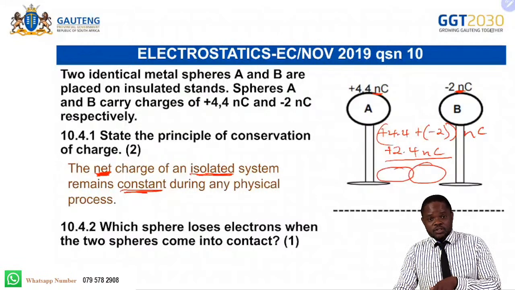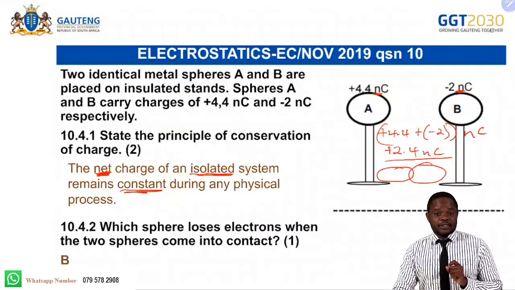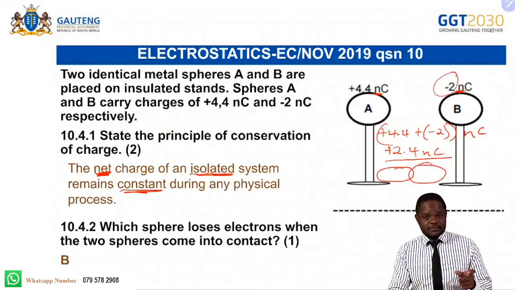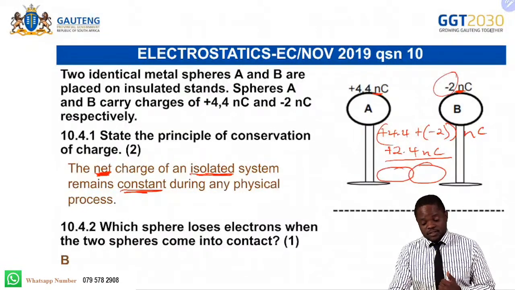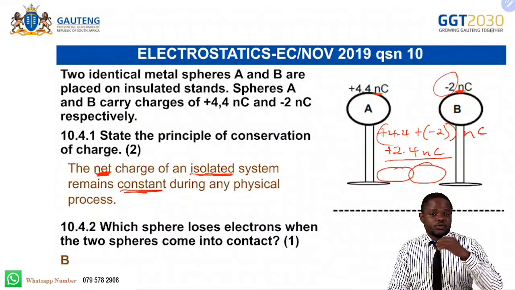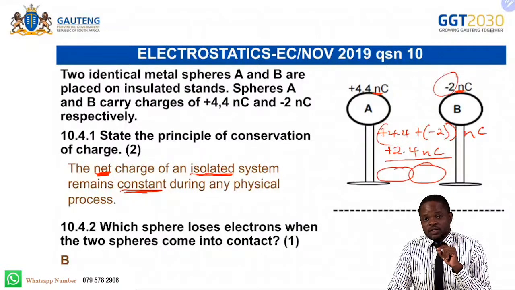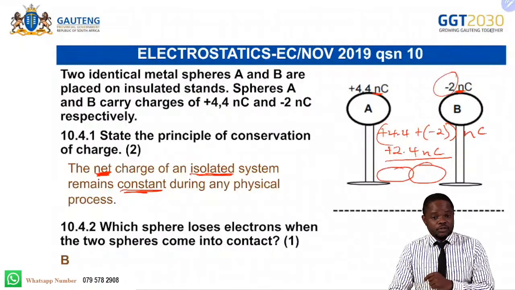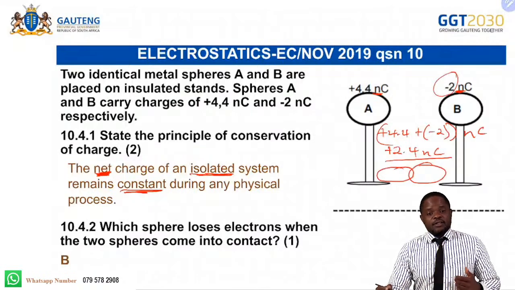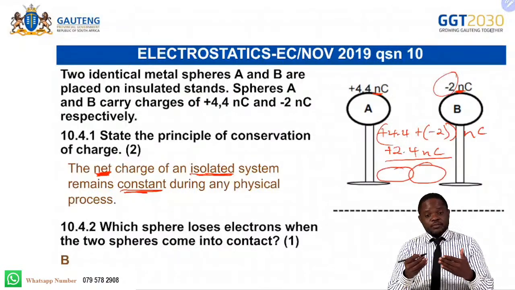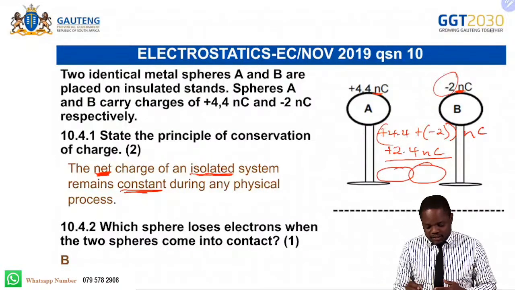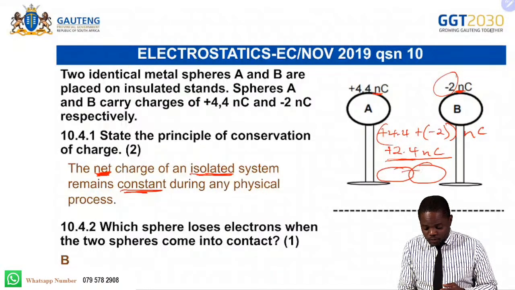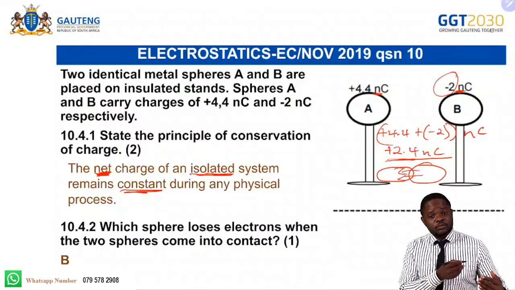So, which sphere loses electrons? I hope you got that right. Sphere B. Remember, electrons will move from the more negative to the less negative. In this case, a negative charge actually represents an excess of electrons. So they will move from the negative to the positive, which is from B to A. Even if there is that movement, that net charge plus 2,4 will still remain 2,4. So if you bring them into contact, the electrons will move from B to A.